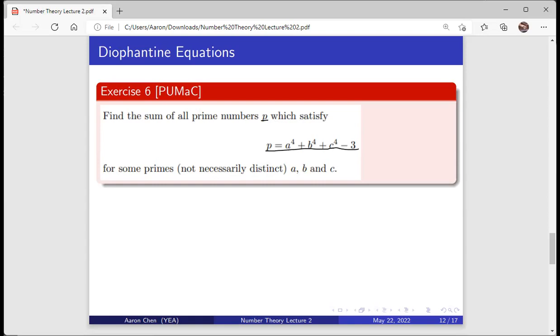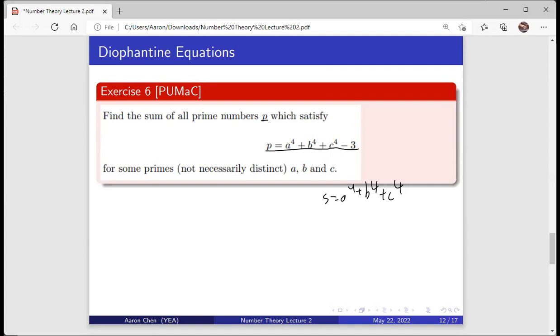Not all of a, b, c can be odd, because if all of them are odd, then p is 2. And at the same time, if p is 2, then you get 5 is equal to a to the fourth plus b to the fourth plus c to the fourth, which definitely can't hold true for any positive integers a, b, c.